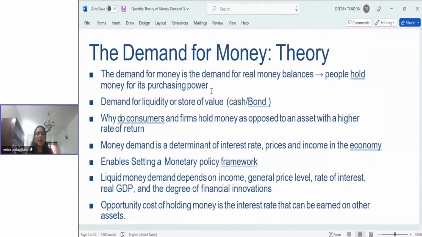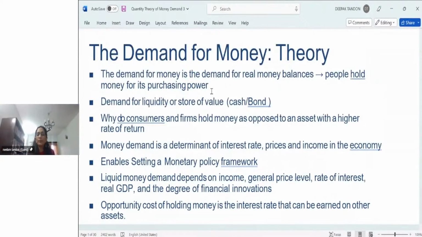What is the relationship between interest rate and money demand? Inverse. If interest rate goes up, your money demand goes down. Because the cost of keeping cash is more than the interest rate which you can gain. So you want to go for investing to gain a higher interest rate rather than keeping your money, which is not giving you any returns. So interest rate and money demand are inversely related. Money demand and prices are directly related. Why? Because the price goes up and you need to have more money, so money demand goes up.